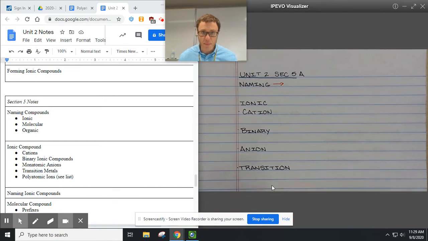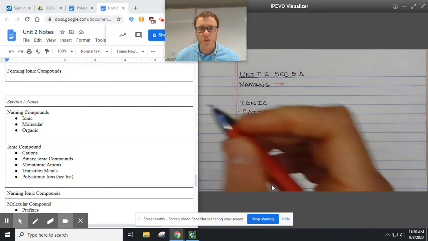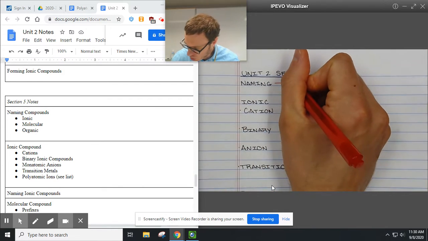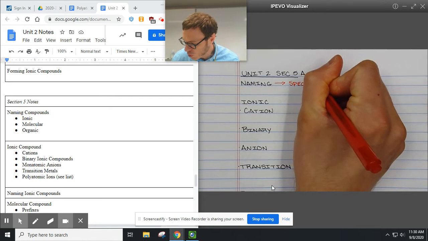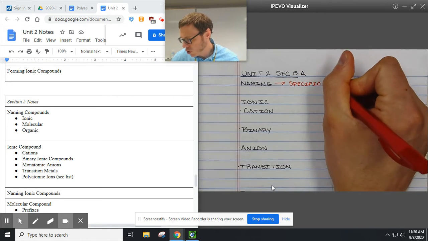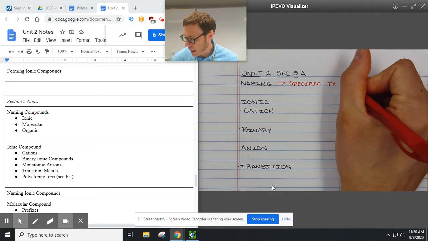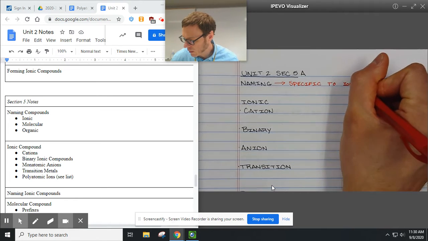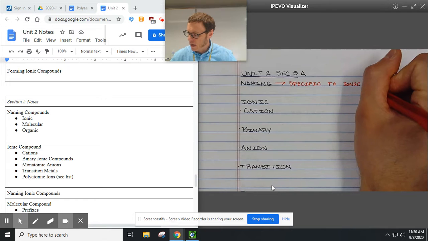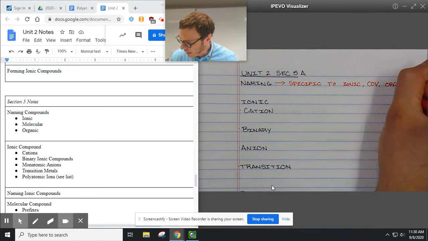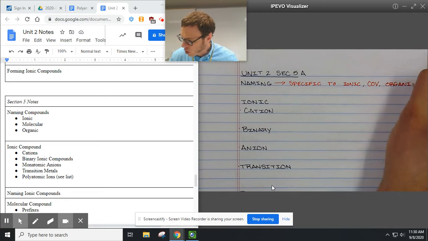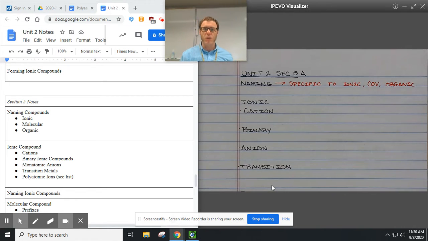All right, so when we name compounds, there's specific styles for each type of compound, specific to ionic and covalent and organic. And we're going to get to organic in a moment because organic compounds do their own little thing. They do their own spiel, and you'll see what's up.